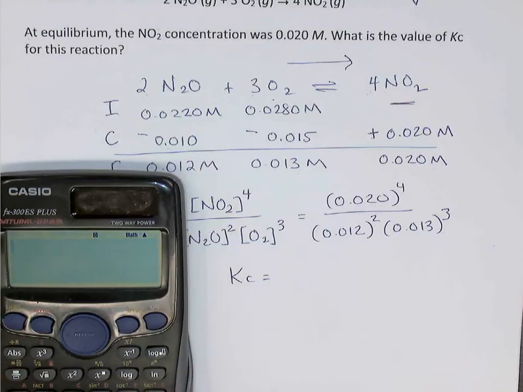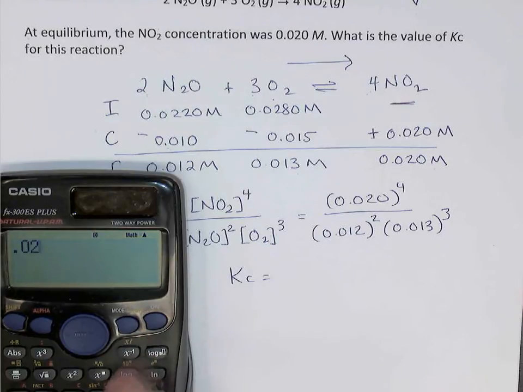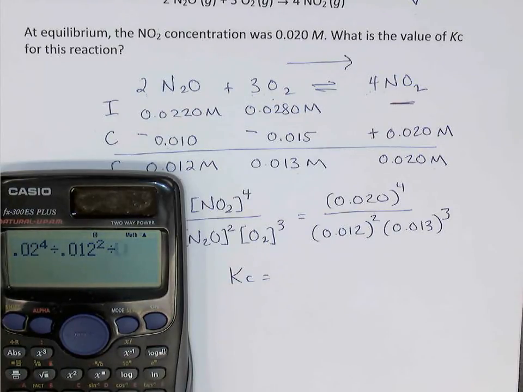Those are easy ways to make a simple little mistake and get the answer wrong. So 0.02 to the power of 4, and then we divide. Clear that again: 0.02 to the power of 4. This is a new calculator, so I'm still learning how to use it. Divide by 0.012 squared, and divide also by 0.013 to the power of 3.